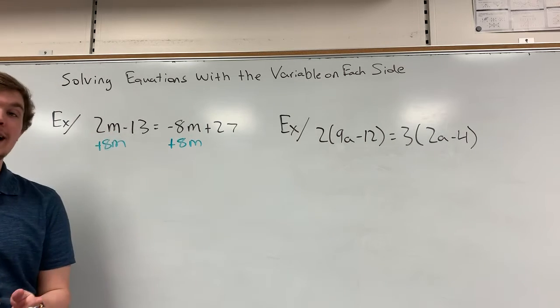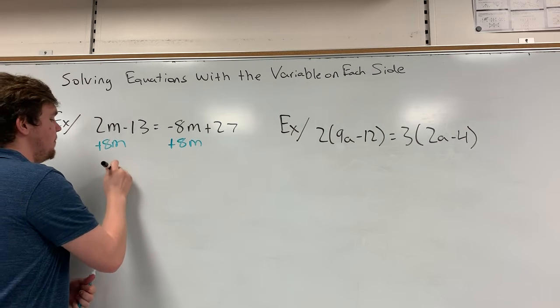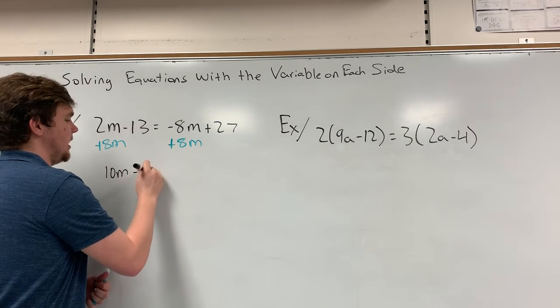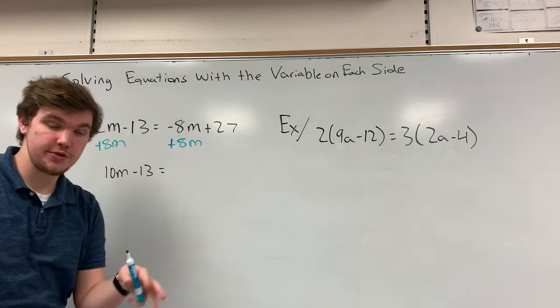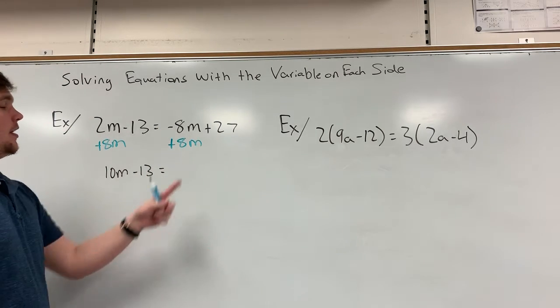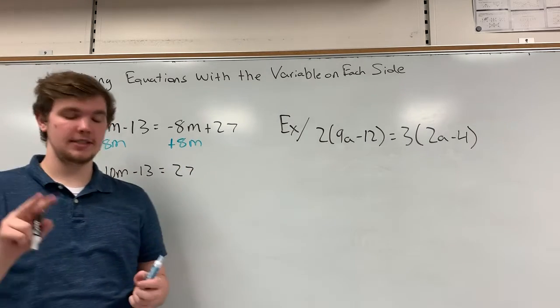Now when I add 8m to both sides, that gets me 10m minus 13 equals negative 8m plus 8m. They reduce to 0, and then I just have a 27. Okay? Now I have two more steps to go.